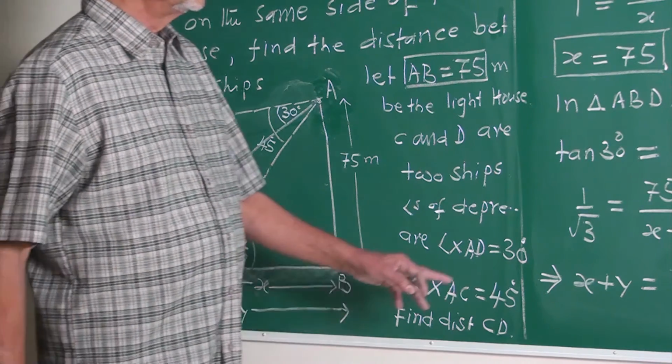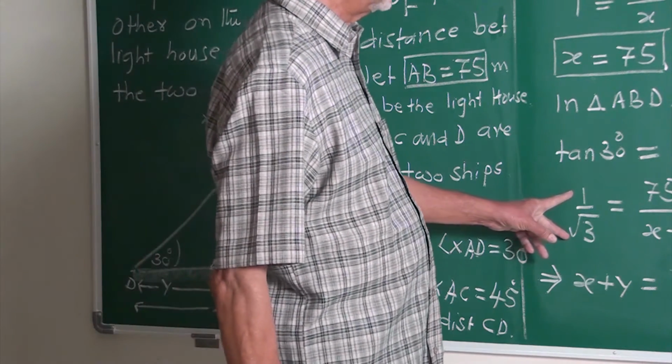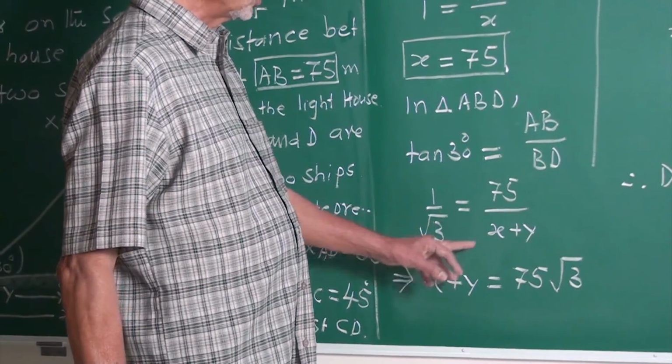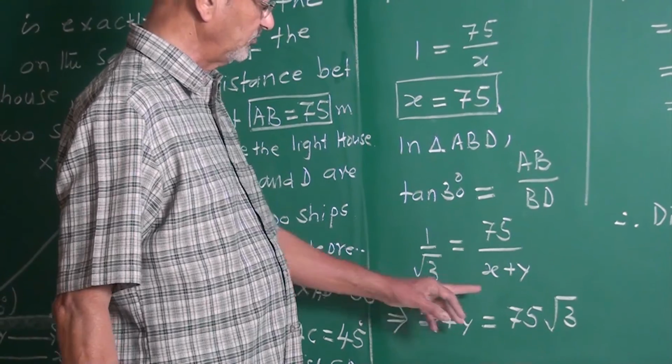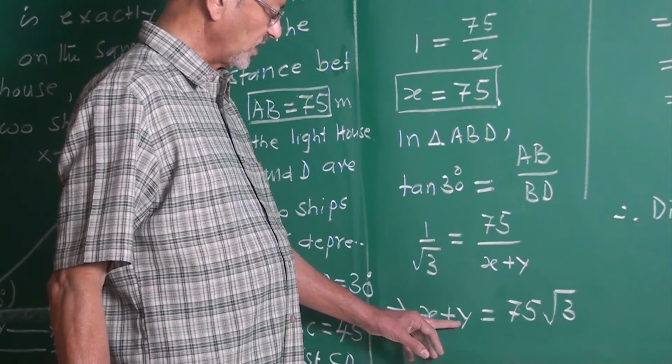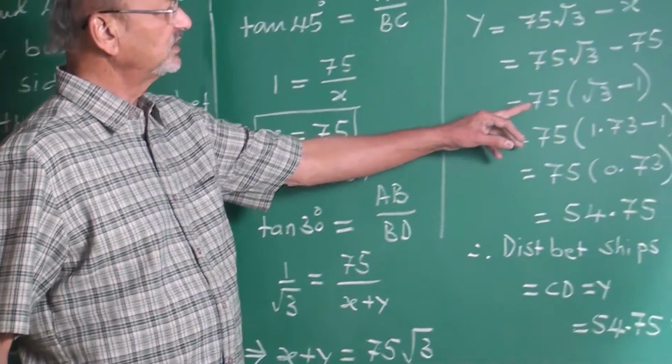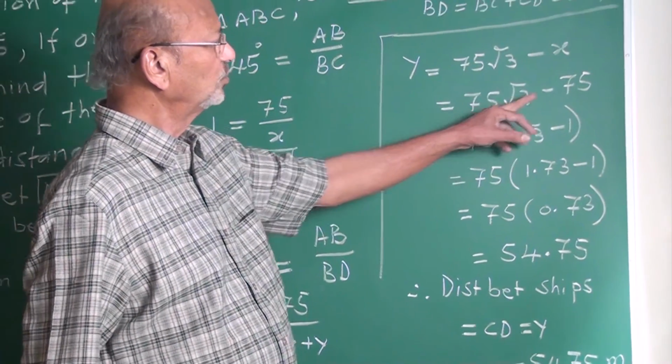Simplify it. Tan 30 is 1 by root 3, equal to 75 upon x plus y. Cross multiply: x plus y equals 75 into root 3. We want y, so shift x to that side. But what is x? 75. 75 is common, so y equals 75 into root 3 minus 1.